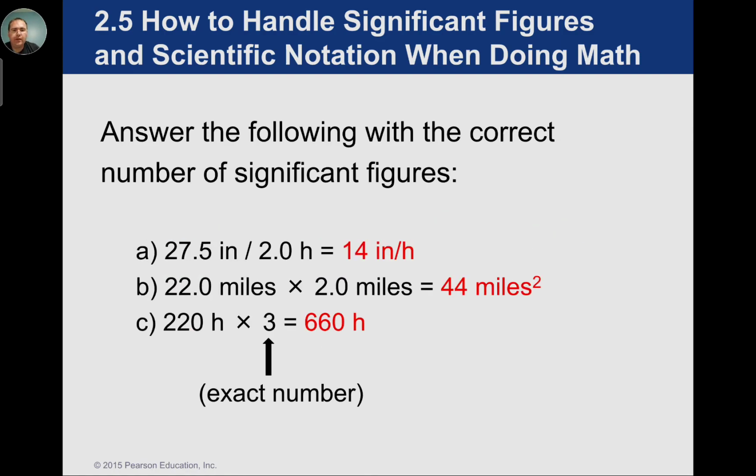So when we type them into our calculators, we're going to get 2. So 27.5 divided by 2, we're going to round to 14. 22 times 2 is going to give you 44, which your calculator is going to come out with fine, miles squared. And then because 220 has 2 significant figures, so does 660. Both have a leading 0, so both have a 0 that doesn't really matter other than it shows its large size.